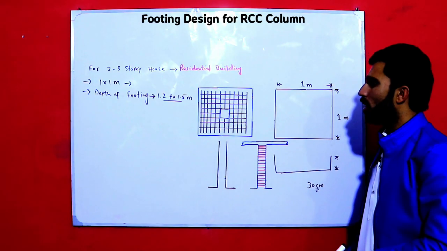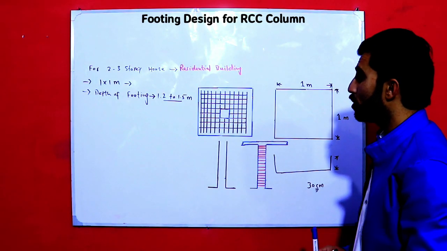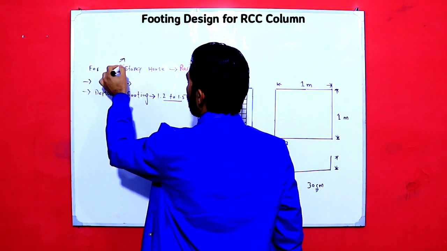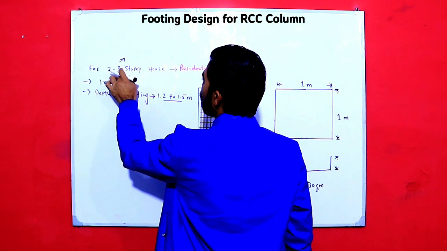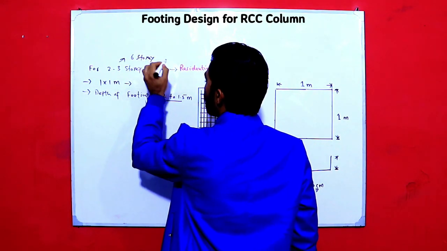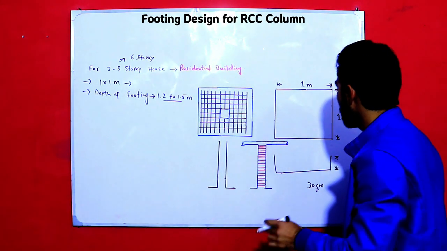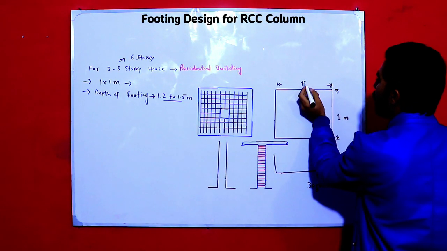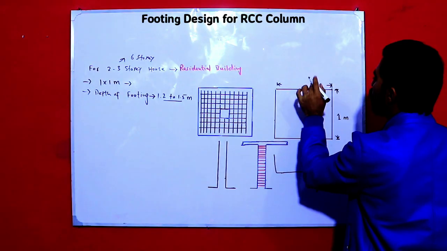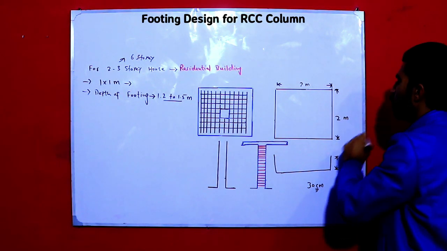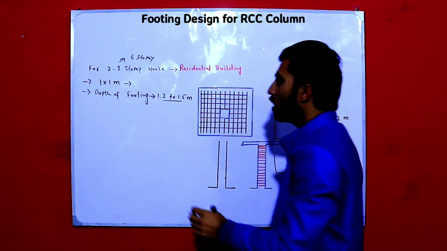Now guys, there is also one other question for more than 2 to 3 stories, for example from 3 to 6 stories. So what should be the size of footing? This is extra knowledge from my personal experience. You can keep the size of footing at 2 by 2 meters.